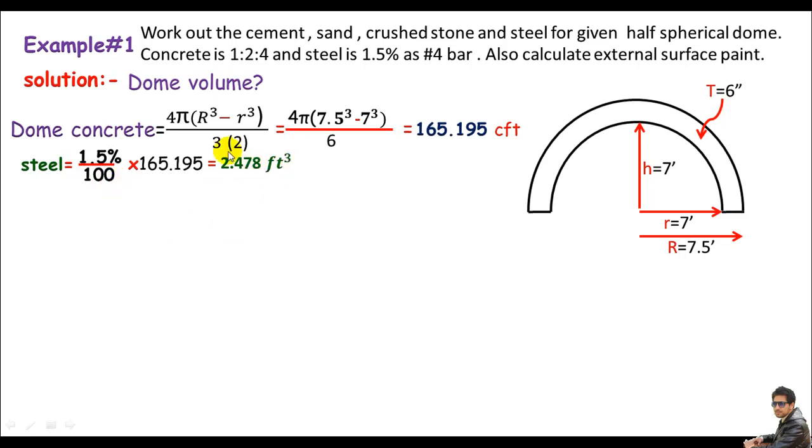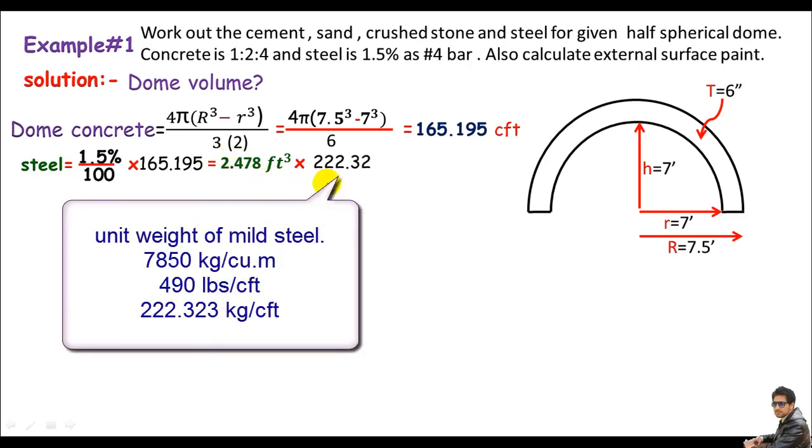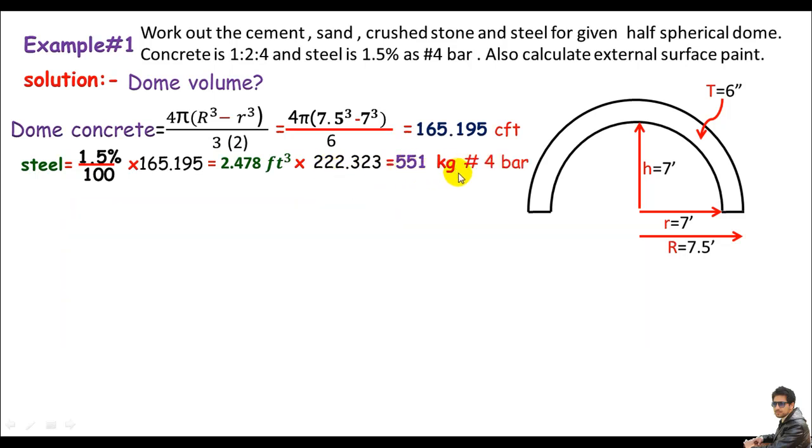The steel is in volume. Remember, we need this in pounds, tons, kg, or another unit, right? Like quintal, etc. So to convert this steel, which is in the form of volume, we'll multiply this with the unit weight of steel or with the density. This time I have 222.323 kg per cubic feet, right? This is the mild steel unit weight. So we can get, of course, 551 kg, which is number 4 bar, right?